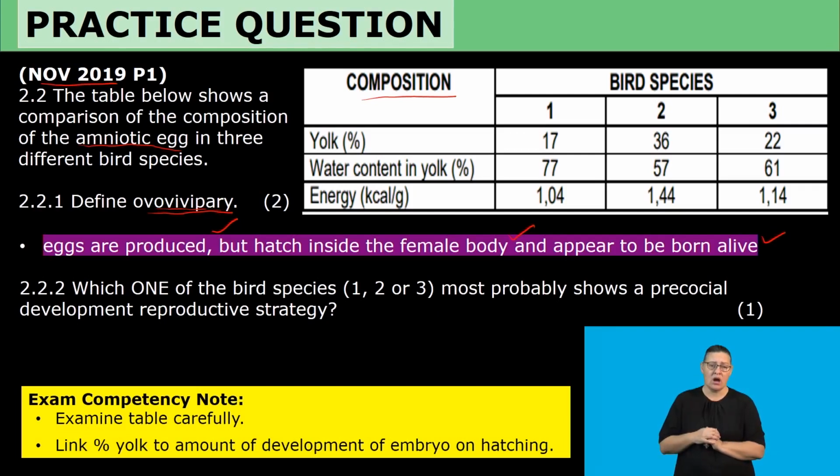Question 2.2.2. Which one of the following bird species, 1, 2, or 3, most probably shows a precocial development reproductive strategy? So you're checking 1, 2, 3. And the answer there is species number 2, precocial. This is able to walk around on its own. And what is giving you a guidance? See the percentage of the yolk that it has. It's higher than bird number 1 and bird number 3.